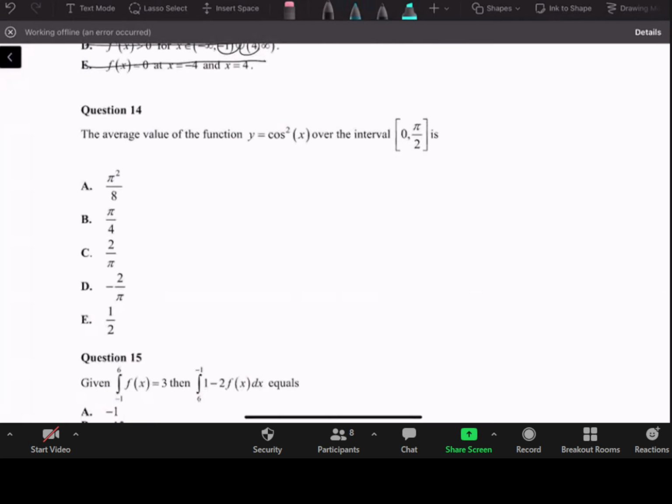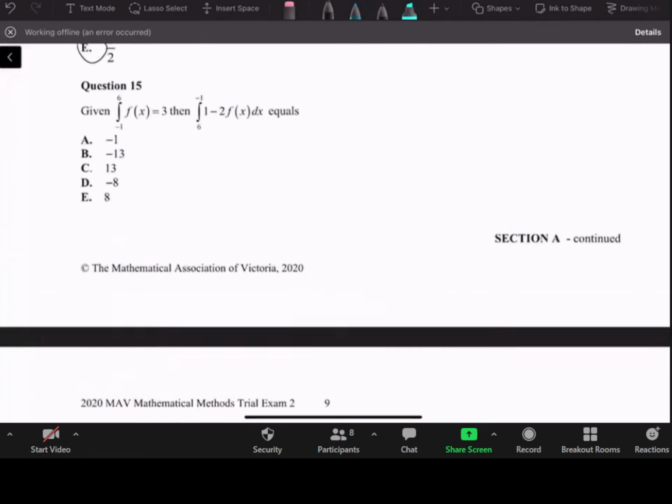Average function value is just easy. Just put that into your CAS: 1 on pi on 2 minus 0, integral from 0 to pi on 2 of y dx. The answer is B.